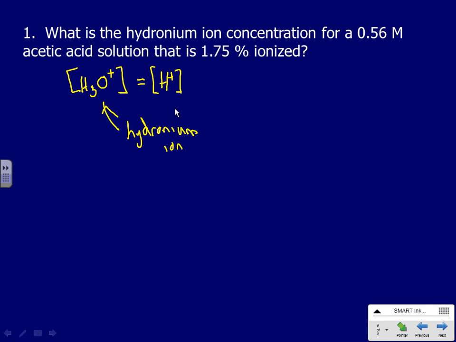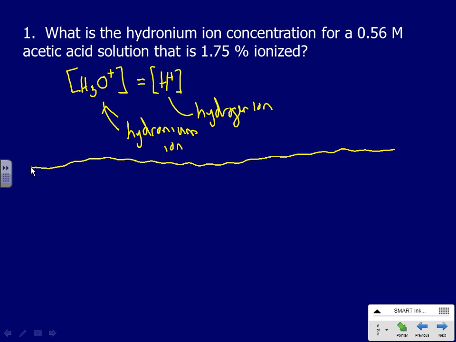Some textbooks, especially introductory textbooks, think that this is way too complex of a subject for you to understand, so they talk in terms of just the hydrogens. So if it asks you to find the hydrogen ion concentration, that's the same as hydronium, the H3O plus. They mean the same thing. That's what I just want to clear up in case you encounter that somewhere else. Now, how are we going to calculate this? We want to find the H3O plus concentration.